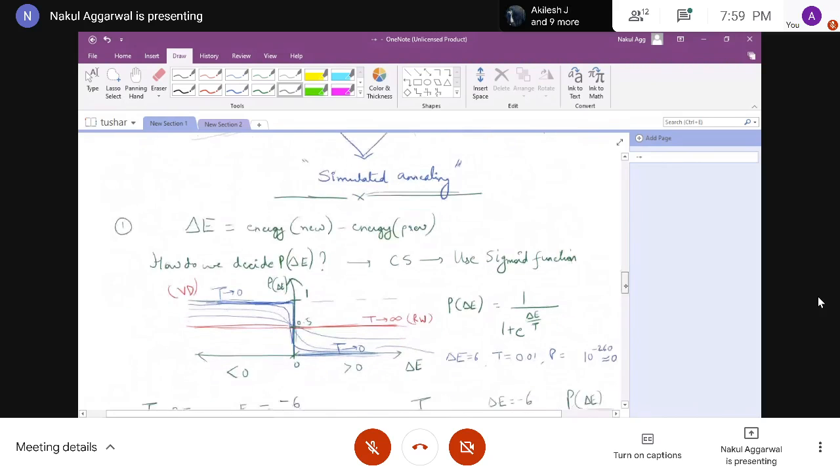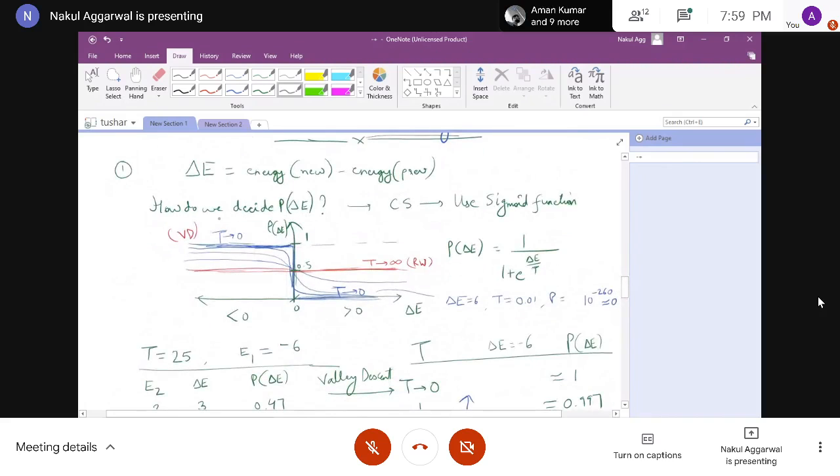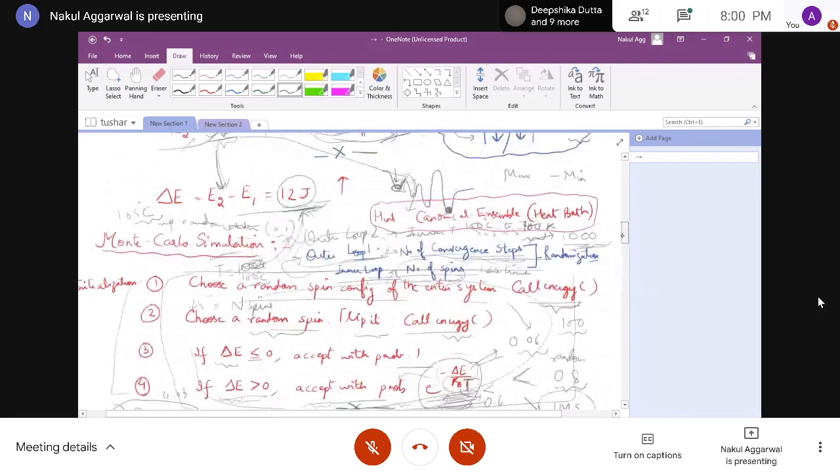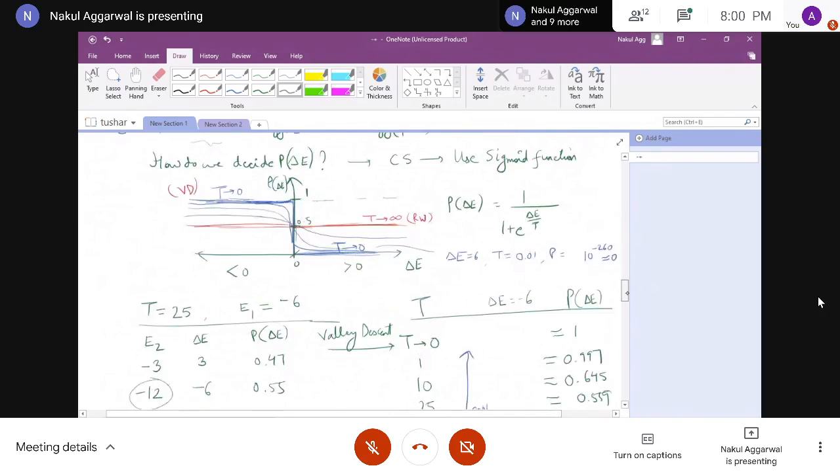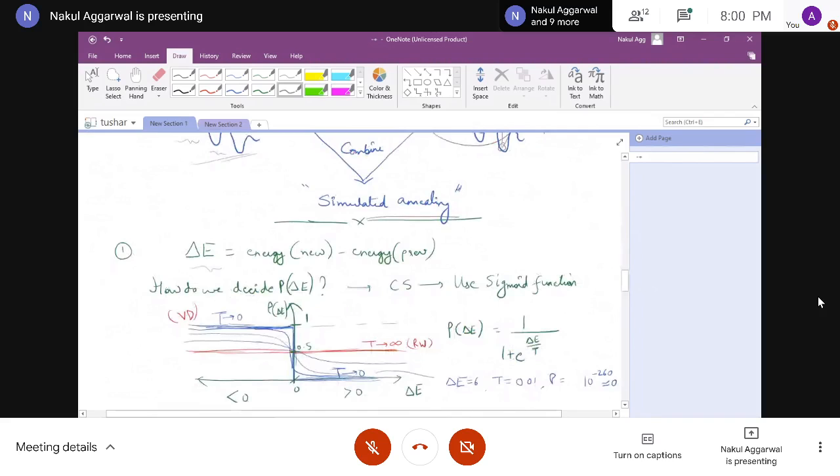So what is the main idea behind simulated annealing? You calculate again the same stuff that we looked at in the Metropolis algorithm, but there, if you remember, when we were discussing the Monte Carlo simulation, the temperature T was kept fixed, and we had no idea what value to choose for this temperature T. So this is what we will explore in simulated annealing.